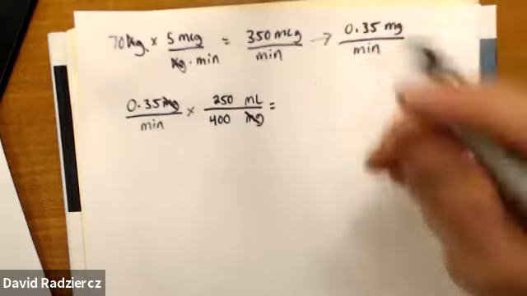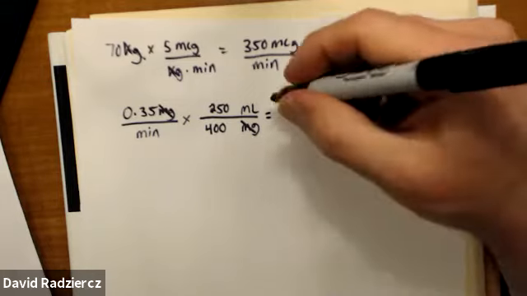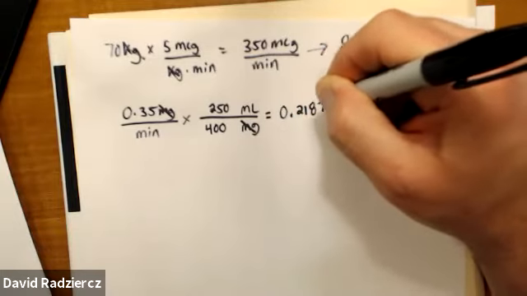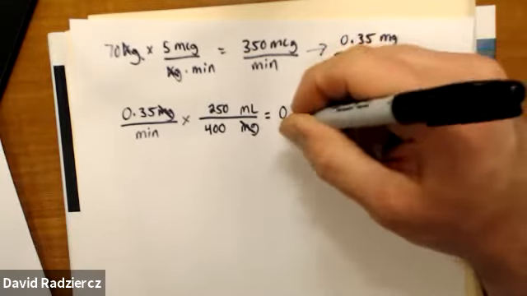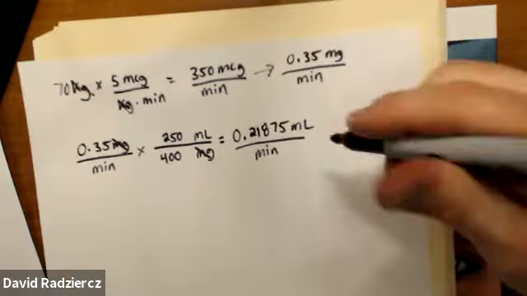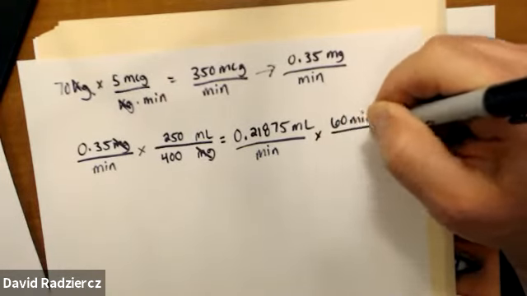What that does is eliminates milligrams. 250 times 0.35 equals 87.5 divided by 400. And then you get this funky decimal of 0.21875 milliliters per minute, which would be great if that's all we were looking for. But we're going to convert minutes to hours. Like I said, I did this last.